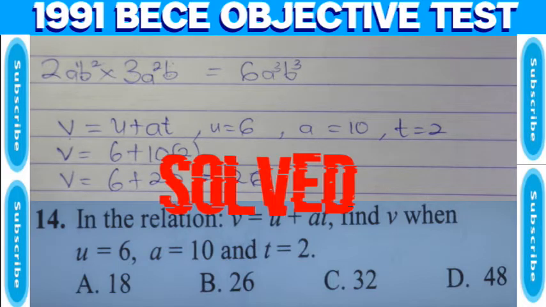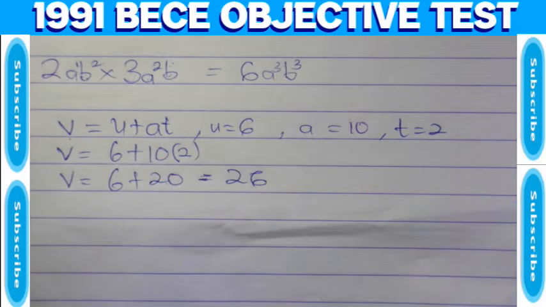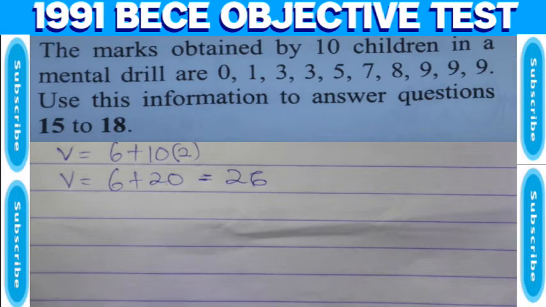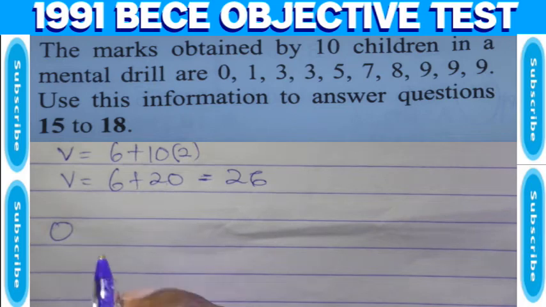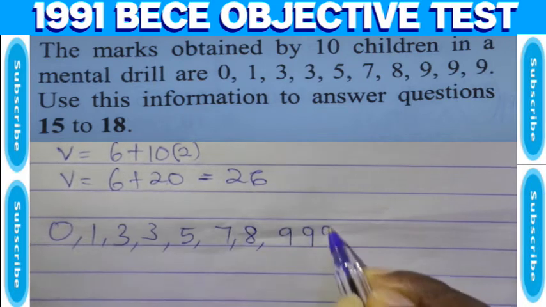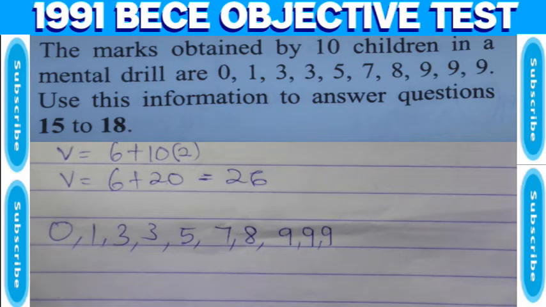So let's move on and take a look at questions 15 to 18. The marks obtained by 10 children in a mental drill are 0, 1, 3, 3, 5, 7, 8, 9, 9, 9. Use this information to answer questions 15 to 18. So let's write the question down. We have 0, 1, 3, 3, 5, 7, 8, 9, 9, 9. That's what we have.